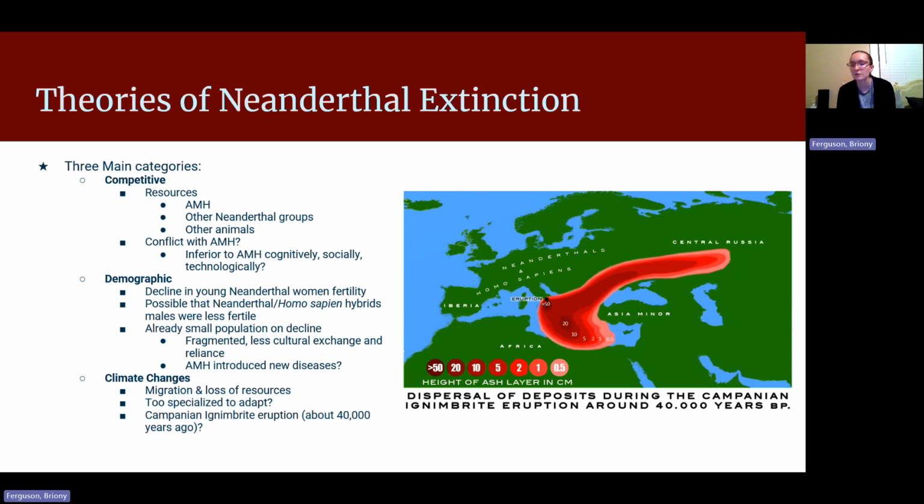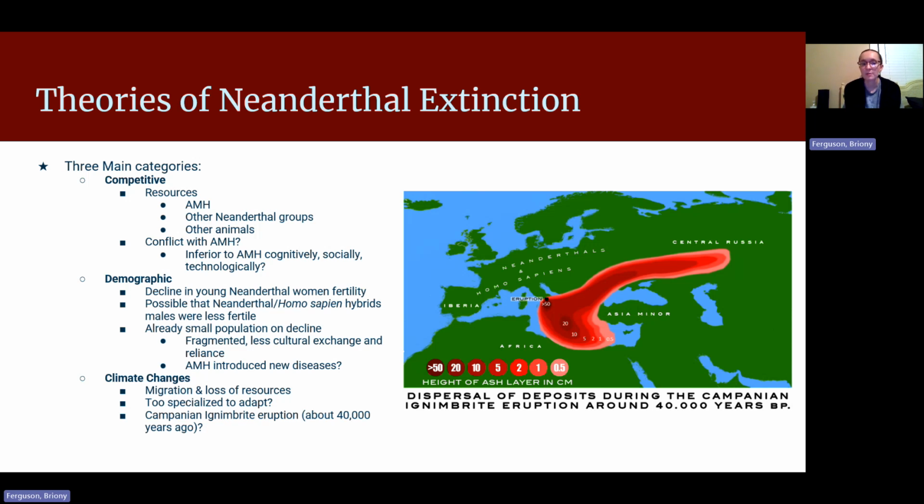And this could have led to conflict with anatomically modern humans. Unfortunately for the Neanderthals, they were kind of inferior to Homo sapiens cognitively, socially, and technologically. The second category is demographic. There is a belief that populations for the Neanderthals were already declining, and part of that was because fertility in young Neanderthal women was also decreasing.